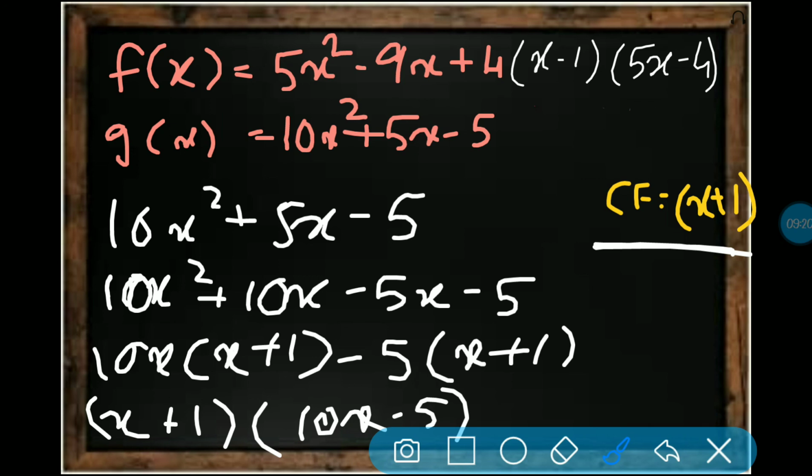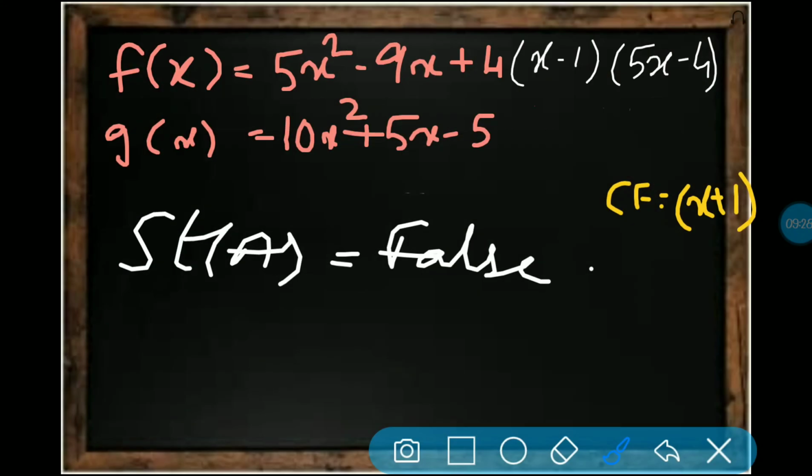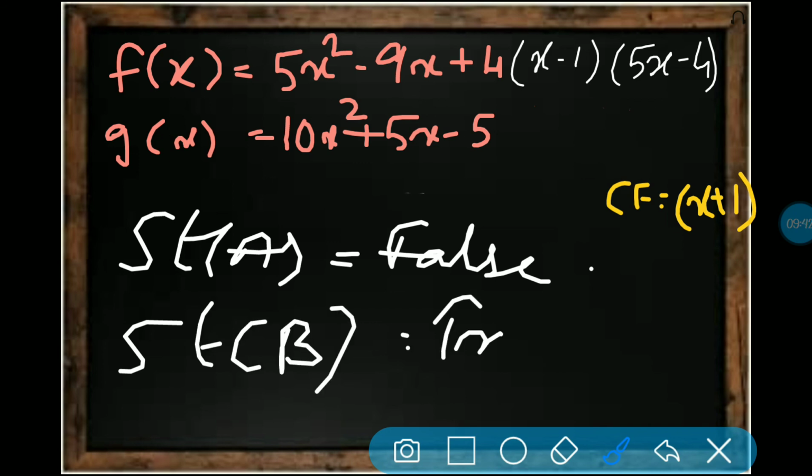So there are no common factors between these two, right? Just write that there are no common factors, or else highlight it once. So we can say statement A is false. Then we will see statement B: the HCF of given polynomials is also their common factor. That is true. So statement B is true, option D.